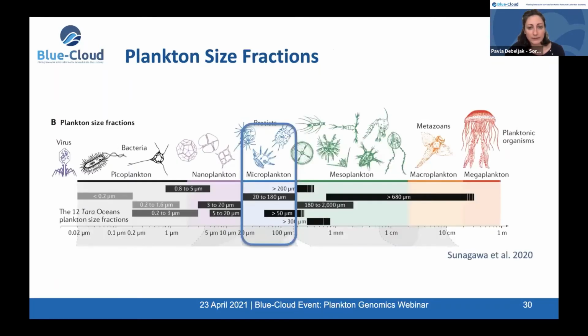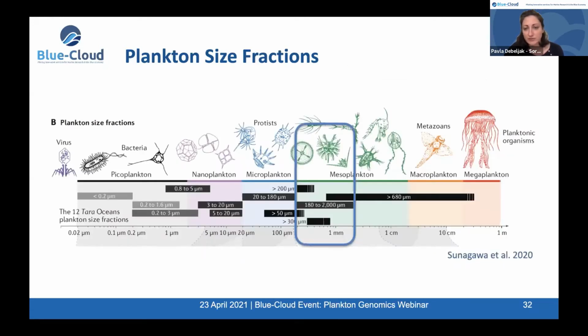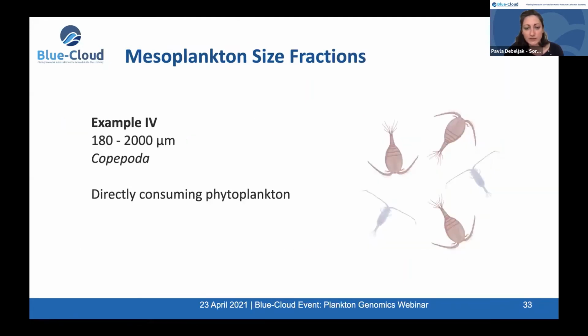I will now combine the last two size classes. So there's the microplankton, which is from 20 to 180 micrometers. An example would be the Tintinnida with these beautiful morphological forms that actually have, through sequencing, been identified as an extremely diverse group, as they have only been defined by their shells before. And a very large fraction of the mesoplankton are the copepods in the Tara Oceans, in the larger size fraction, directly consuming phytoplankton.